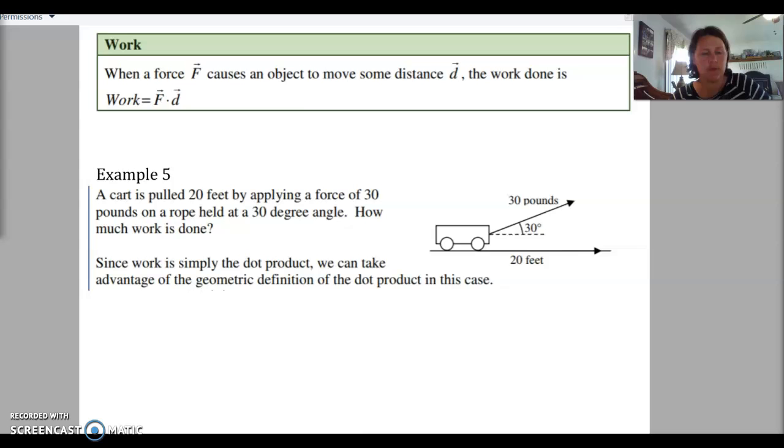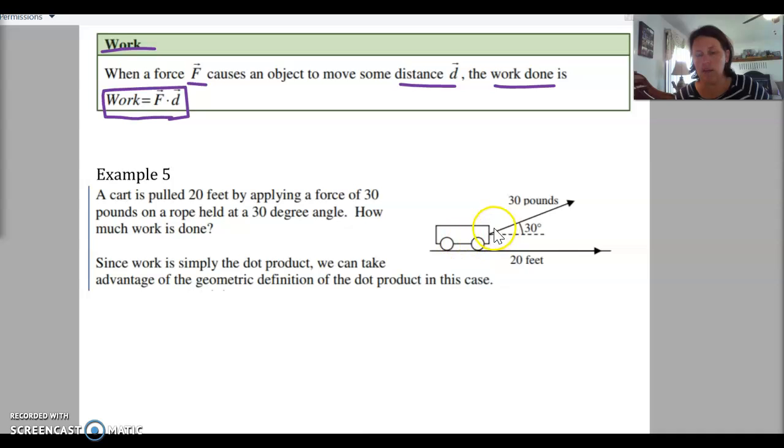Okay, the last couple of examples talk about work. So when we look at work done is the question here. If we want to know how much work is done, then we can use vectors to figure that out. So we can look at a force vector, F, and we can look at a distance vector, D. To find out the work that's been done between those two vectors, we just need to find the dot product between those two vectors. So let's look at this cart right here.